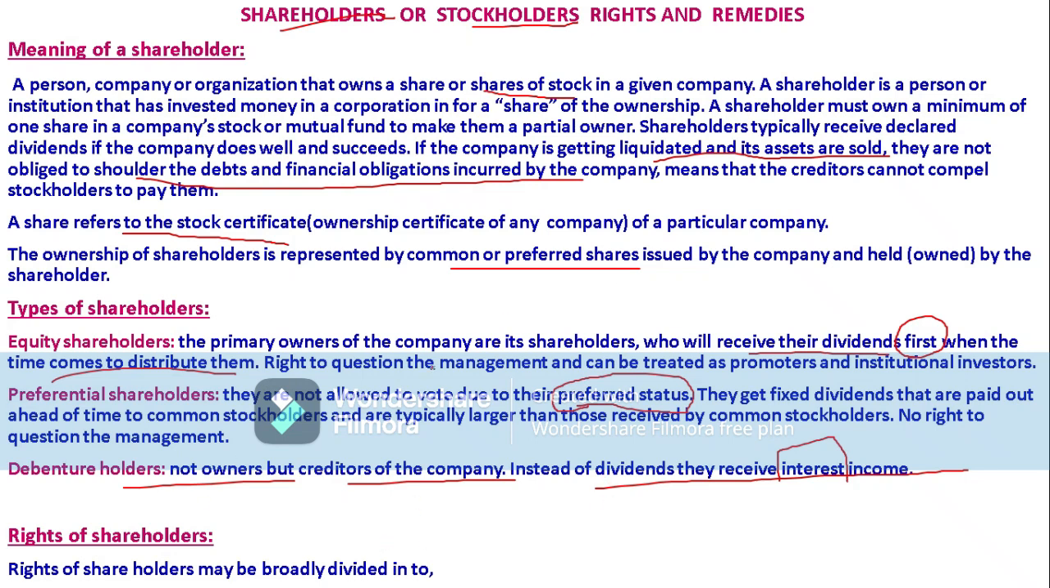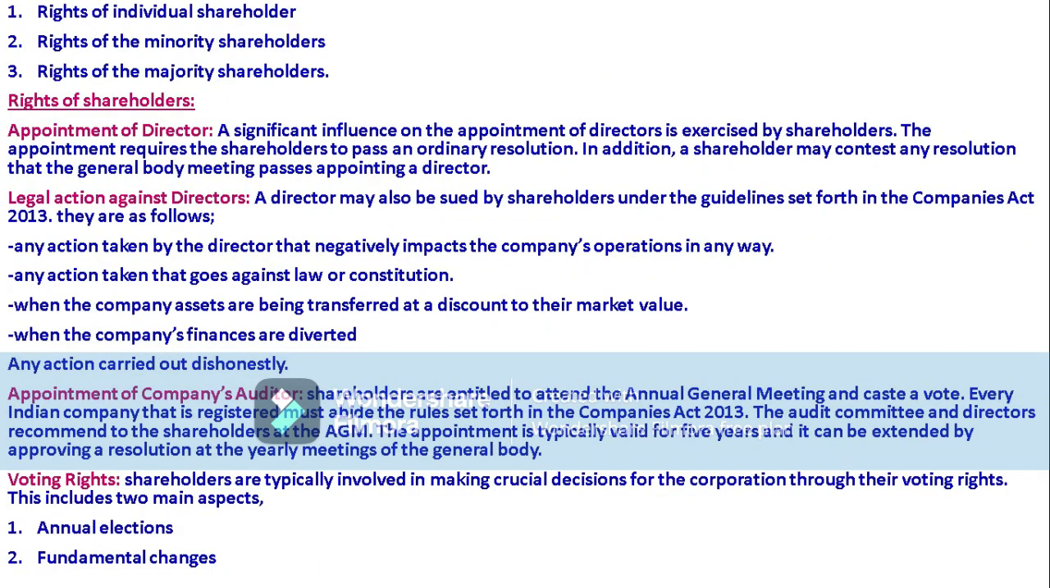Now, what are the rights of shareholders? Broadly they are divided into 3 types: rights of an individual shareholder, rights of minority shareholders, and rights of majority shareholders. An individual shareholder means the person who is individually responsible to the company, and the company is responsible to that particular individual who purchased shares from that company. Coming to minority shareholders, what are they?